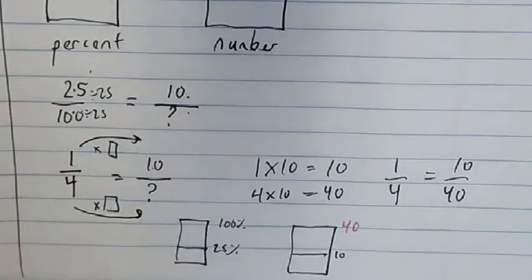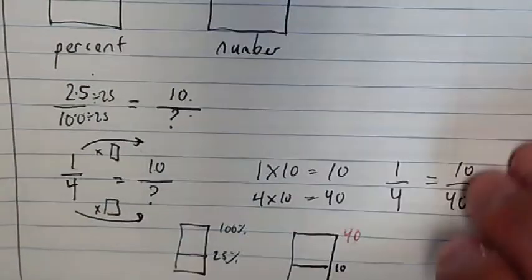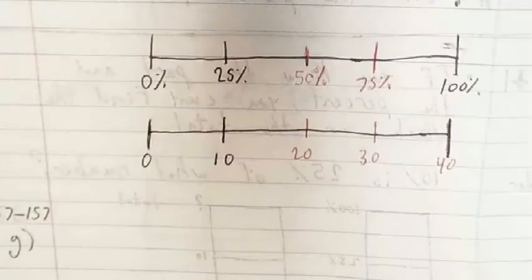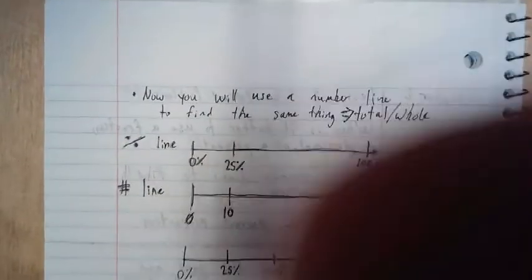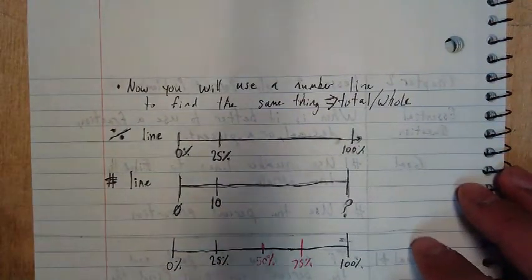There you go. So what we just did was, hey, we have the percents, we have the part. We're trying to figure out the whole. We did this last week using bars. Now, what you're going to have to do this week is use a number line. Kind of went ahead and did this. Let's see if I can fix this a little better. Now I'll use a number line to find the same thing. Find the total and the whole.